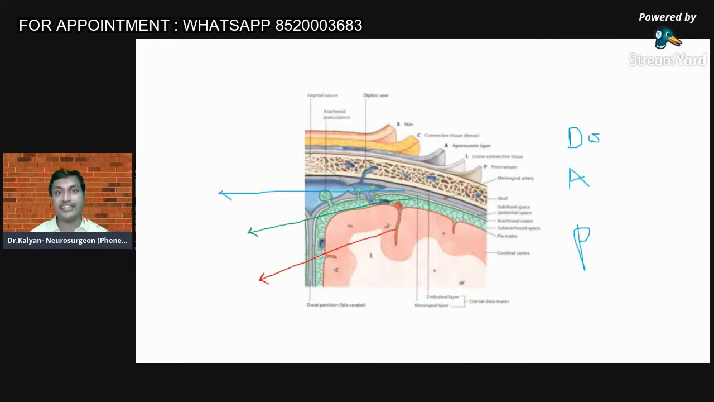So as Dr. Harsh has answered, the green color one is the arachnoid mater. The red color one is the pia mater. And the blue color one is the dura mater.